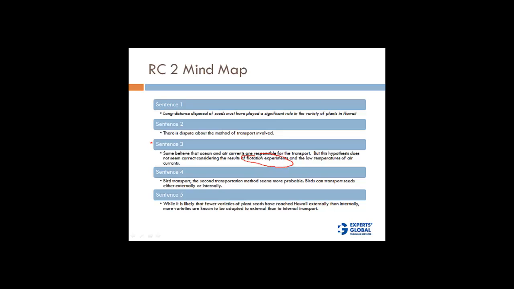What he is saying is, air currents and ocean are responsible, but the latest results of flotation experiments really don't give a lot of confidence in this hypothesis. This hypothesis does not seem very correct, because maybe the results of flotation experiments are negative, or they show that it doesn't really work, right? So basically he is saying flotation experiments are not really supporting the idea that ocean and air currents are responsible. That is the idea. So let's look at the answer choices.